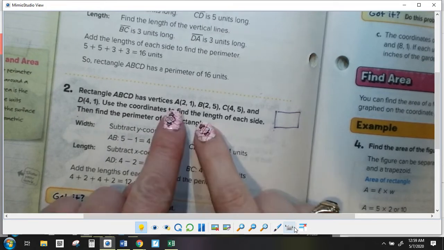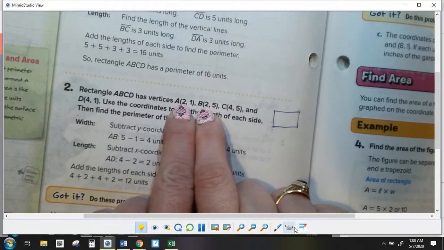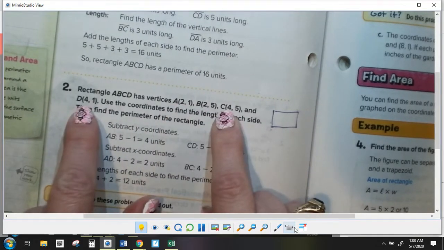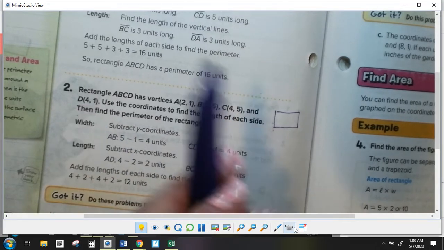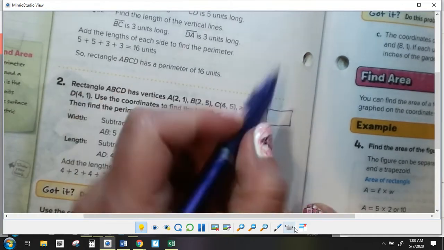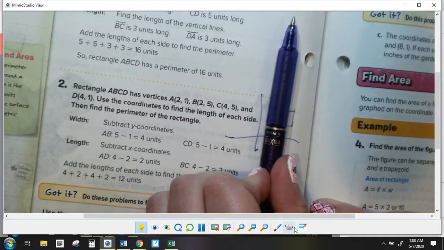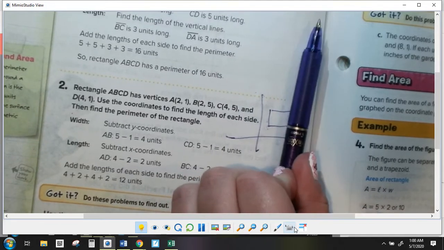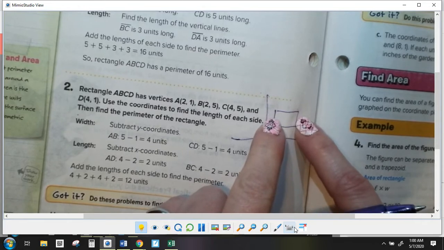Look at the coordinates. So in this case, the x-coordinate is the same for A and B. I went over 2 for both of these. And if I look at C and D, the x-coordinate is the same for both of those. That means that I went over the same amount, and I went over the same amount. So those two pairs drew my vertical lines.